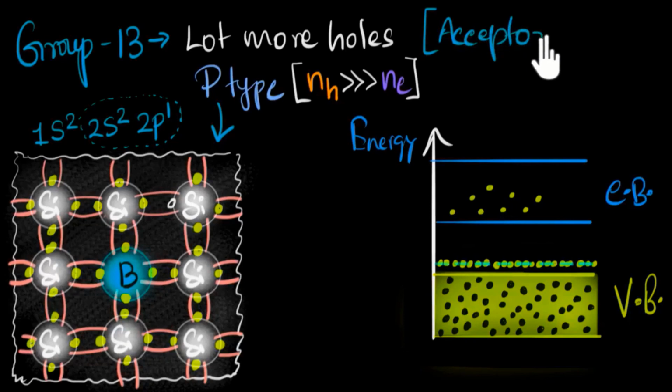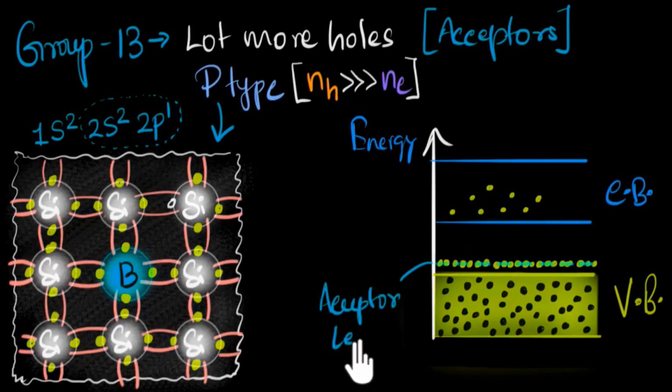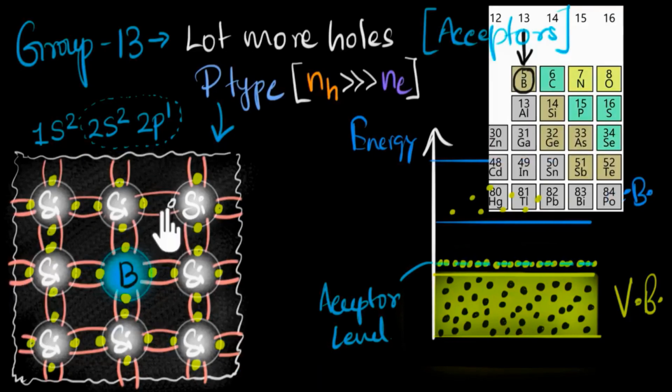Acceptor impurities are just acceptors. And the energy level that boron introduced, at which the electrons were able to jump in, is called the acceptor level. So it's called the acceptor level. And now we could ask a big question. Why are we only adding group 13 elements? I mean, if we bring back our periodic table, group 13 elements is fine, but why not add group 12 elements?